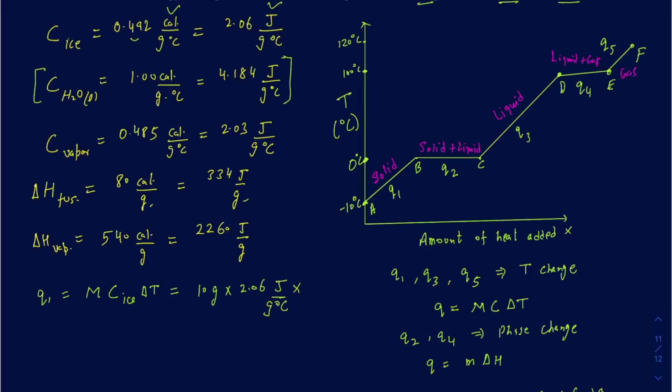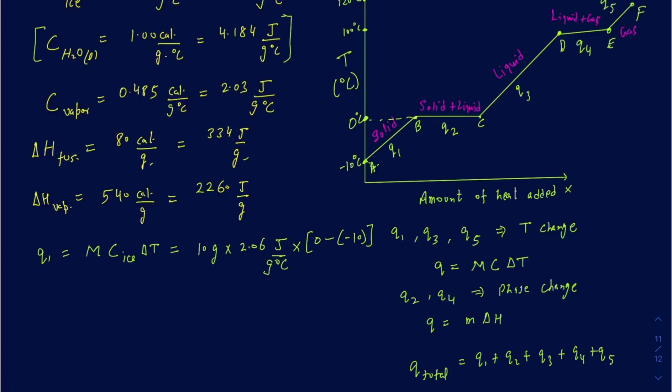And then the change in temperature is going to be T final minus T initial. Now for that particular segment where you have Q1, which is going from A to B, at point B your temperature is going to be 0. So your final temperature is 0, minus your initial temperature, which was minus 10. So 0 minus minus 10 gives you a positive value there. When you do all the math here, you have 10 times 2.06 times 10, and it turns out to be somewhere around 206 joules.